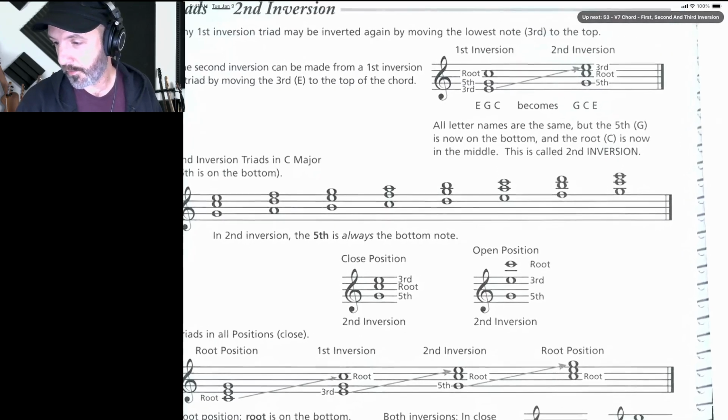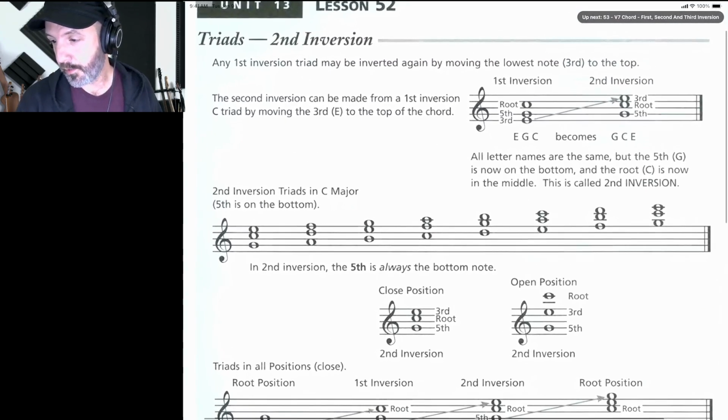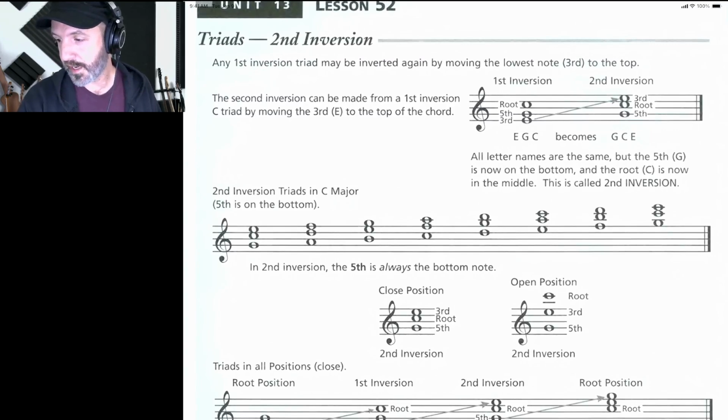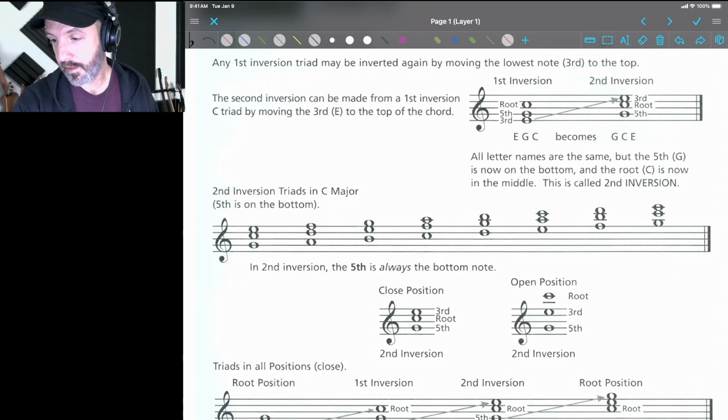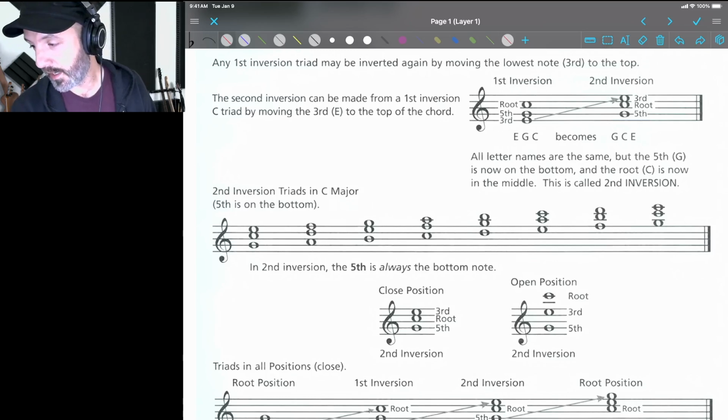I'm going to try to go as fast as I can. So we had root position, first inversion. Second inversion means they're going to invert it yet again. And guess what's the lowest note now? The fifth.